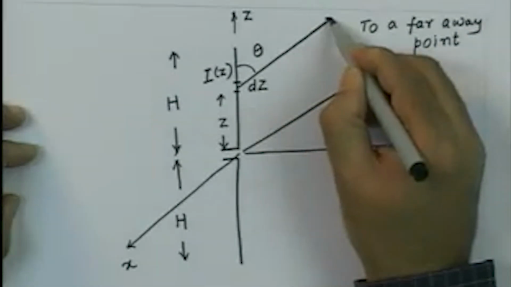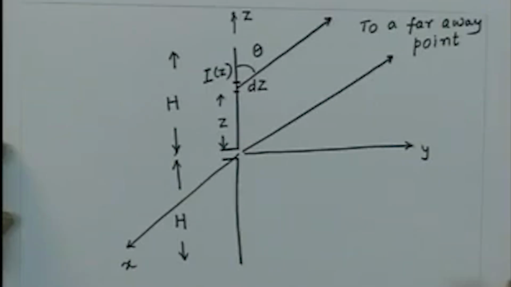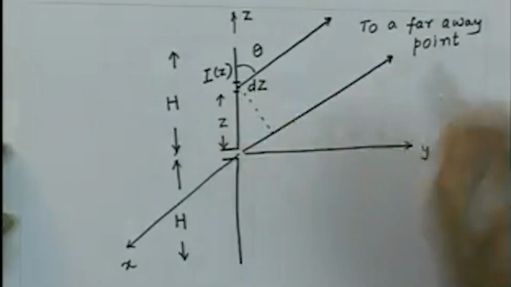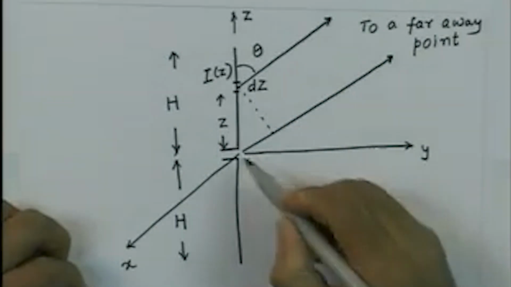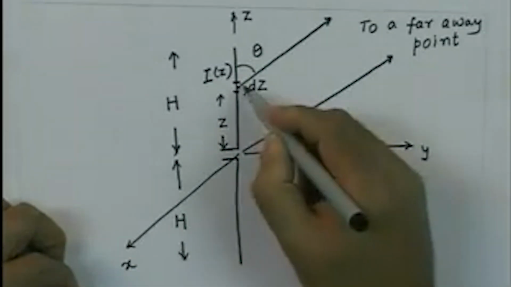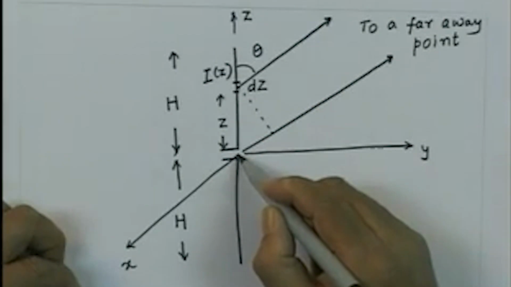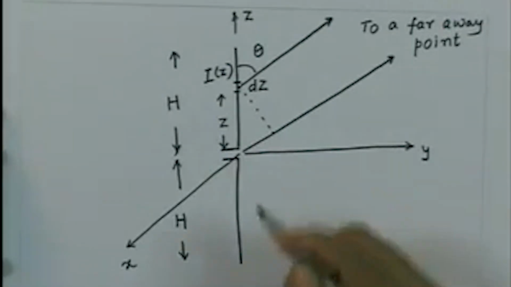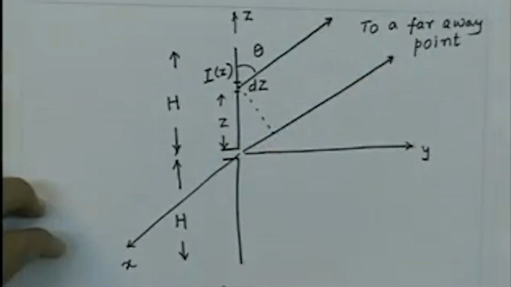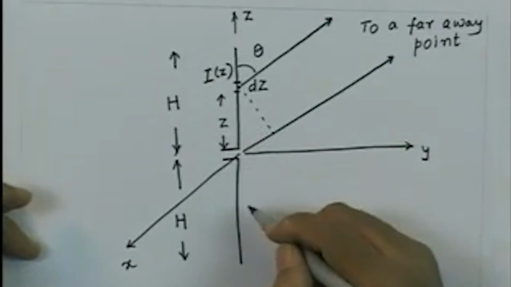Since the point is very far away, these two lines are almost parallel. If I drop a perpendicular from this point on this line, then the field generated from this current element will be travelling a distance shorter compared to the reference point, which is the center of the antenna. In other words, the radiation fields at the far away point will be leading in phase corresponding to this distance.